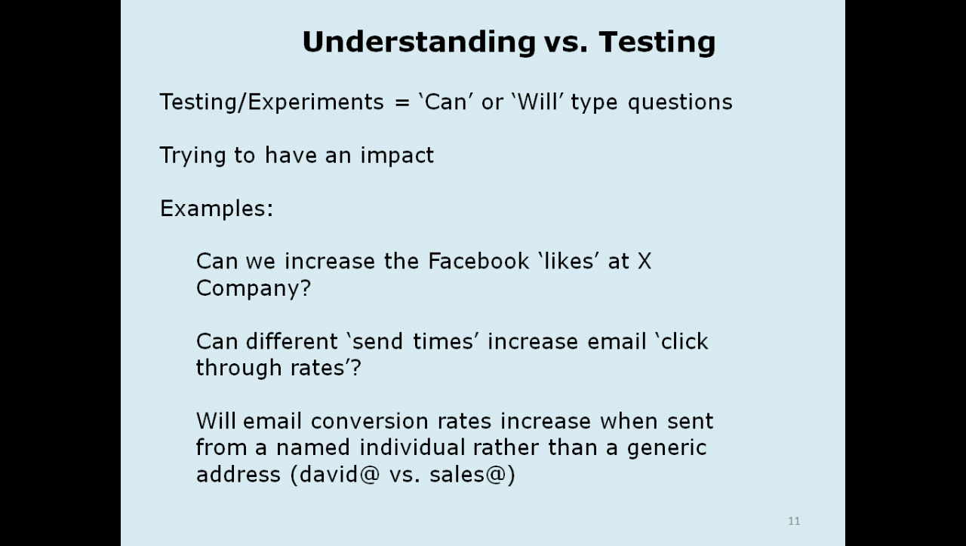The last one here: will email conversion rates increase when sent from a named individual rather than a generic address? So this project is about saying, well, actually, we send all our emails out from sales@amazon.co.uk. We tend to get a 10% conversion rate. In other words, 10% of the people that receive that email click through and actually buy something. If we send it from an individual person, say David at amazon.co.uk, will we increase our conversion rates, the number of people that click through and buy things? And again, you can clearly see that you would have to measure some quantitative data, some numbers on each side, and also think about what can we change.